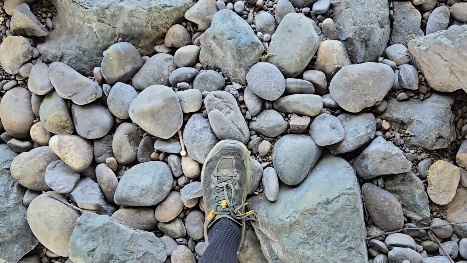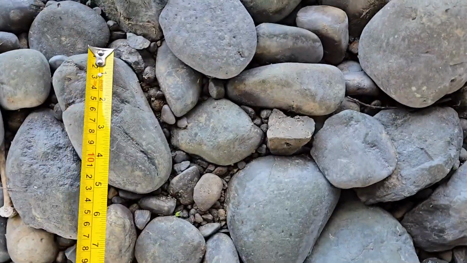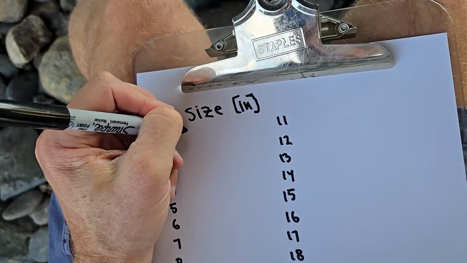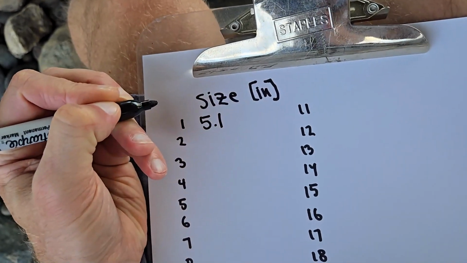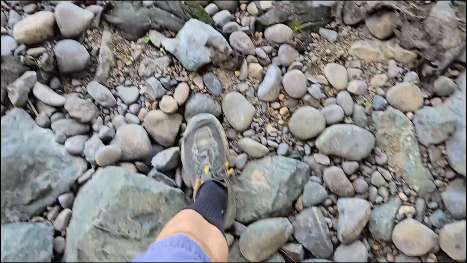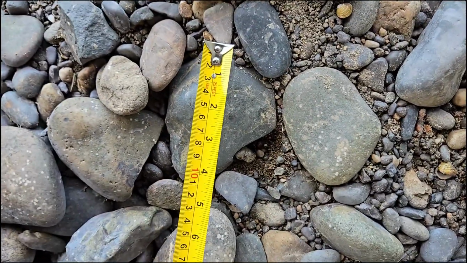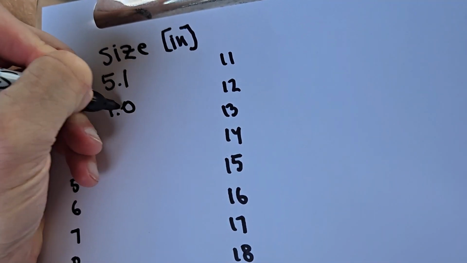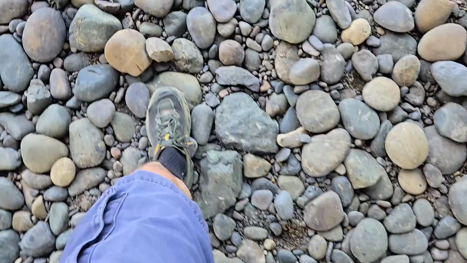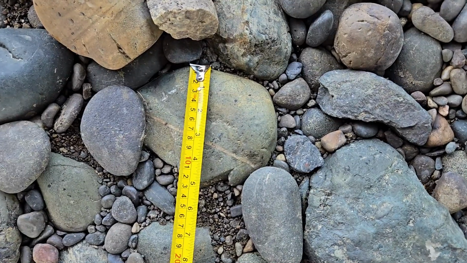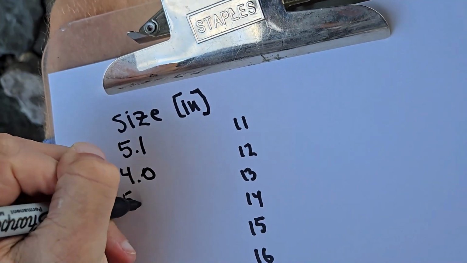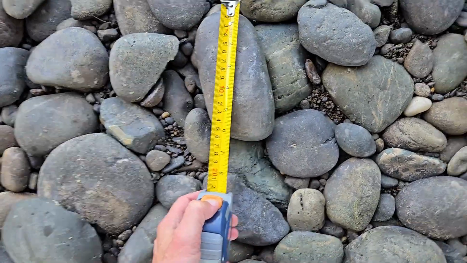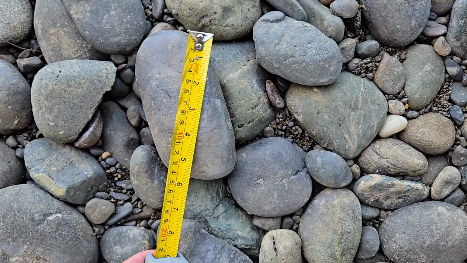Okay, so here's my first rock. If I measure that rock in this direction, I'm going to go with, let's go with 5.1 inches. So for the first one, I'm just going to write 5.1. So for this one, I'll say it is, how about maybe 4.0? I'll probably say this one is also 5 inches. Okay, so this one's a little bit larger. I'd say 6 inches right there.